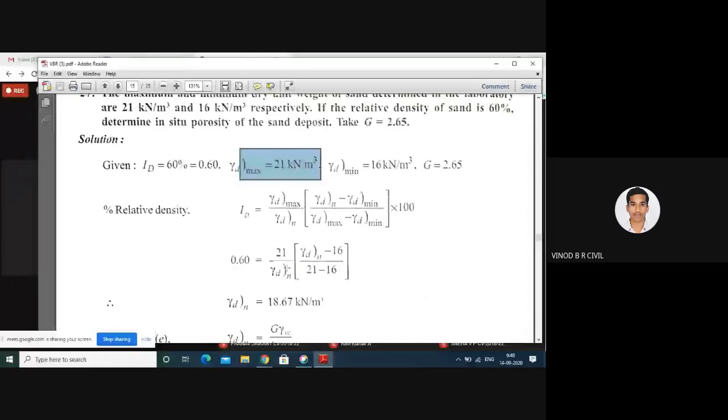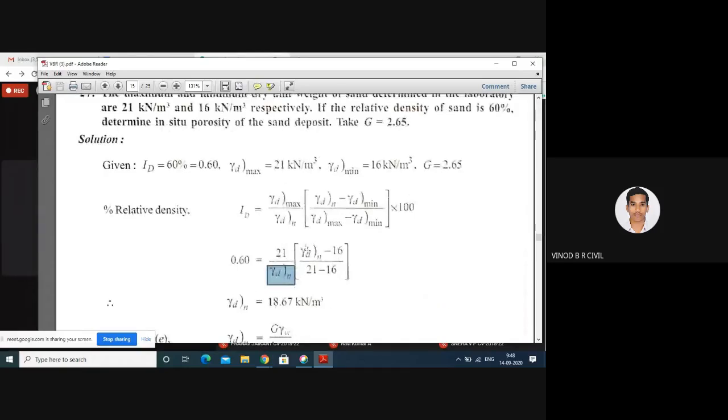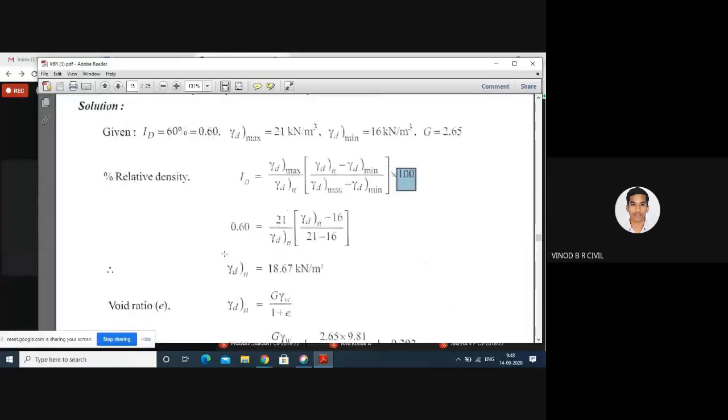We don't know the value of gamma dn, so we have to calculate it. Gamma d minimum is given in the problem, 16 kilonewton per meter cube. Gamma d maximum is 21. Gamma d minimum is 16, into 100 because of percentage. Therefore, gamma dn is equal to 18.67 kilonewton per meter cube.